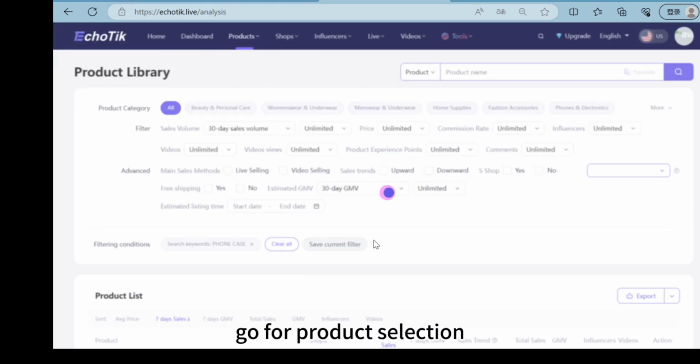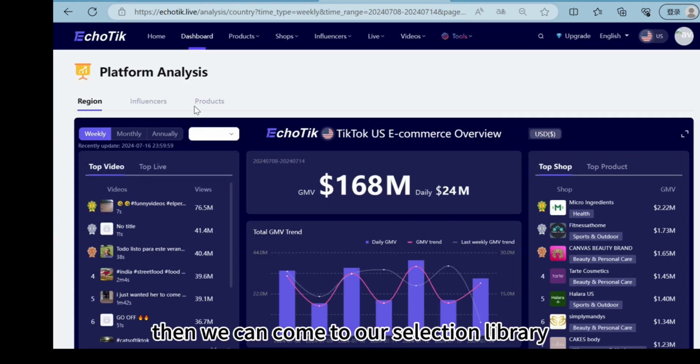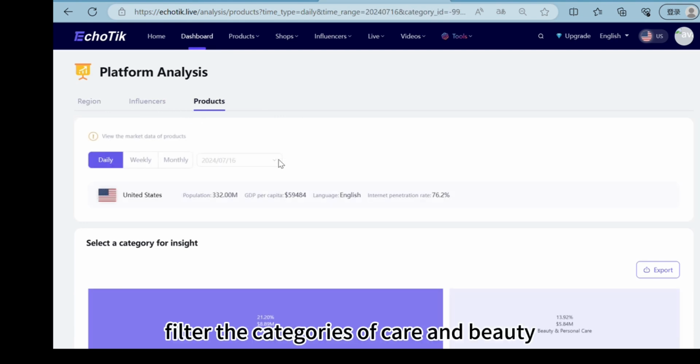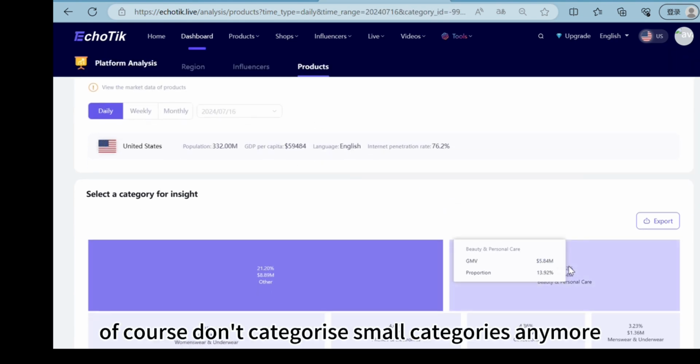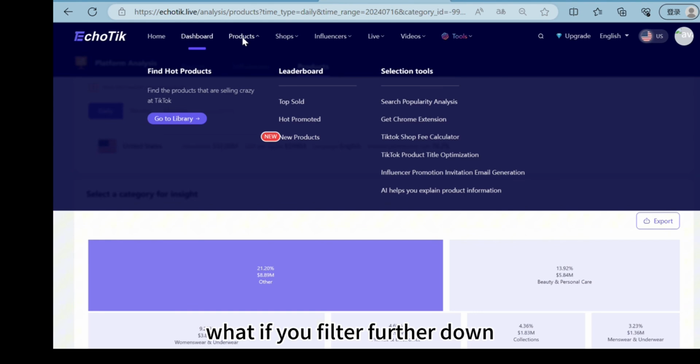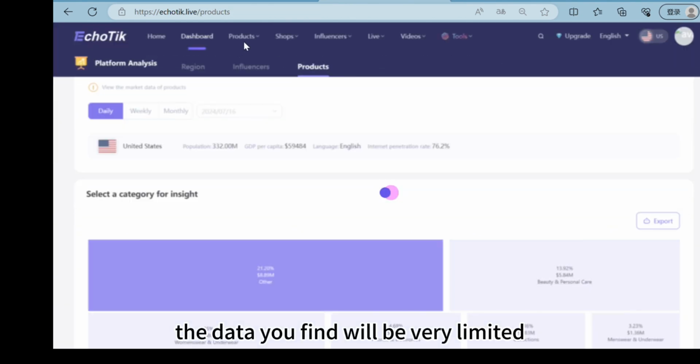Go for product selection. Then we can come to our selection library. In our category, filter the categories of care and beauty. Of course, don't categorize small categories anymore. What if you filter further down? The data you find will be very limited.